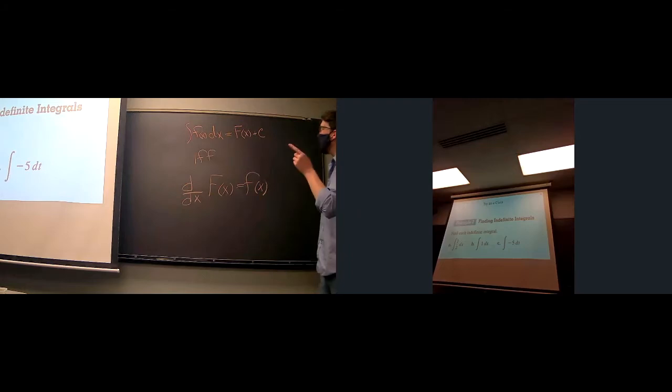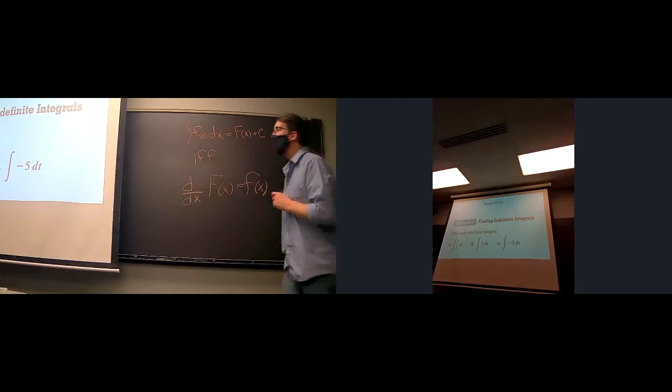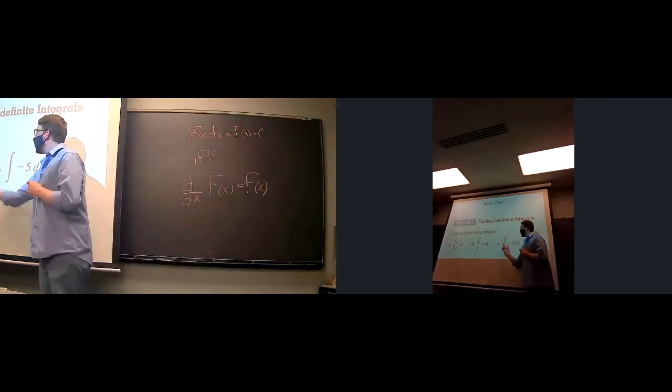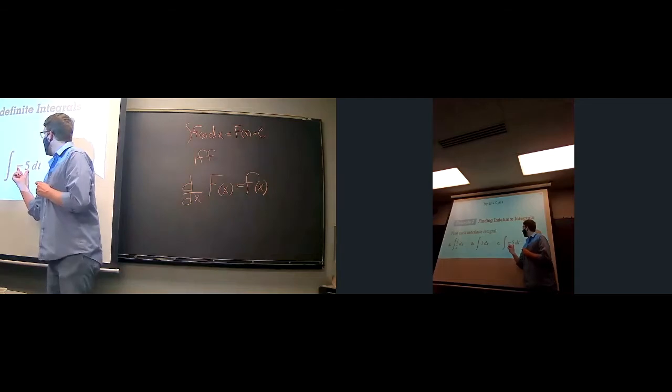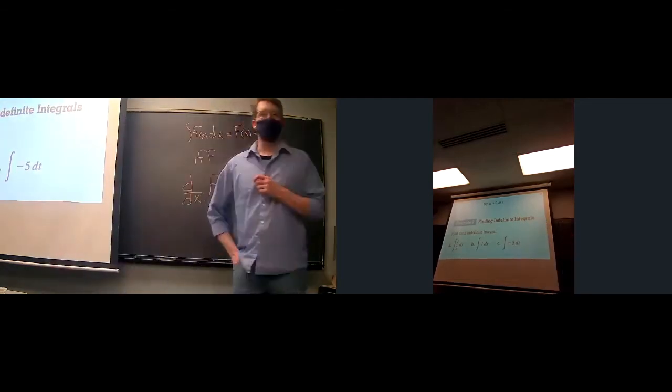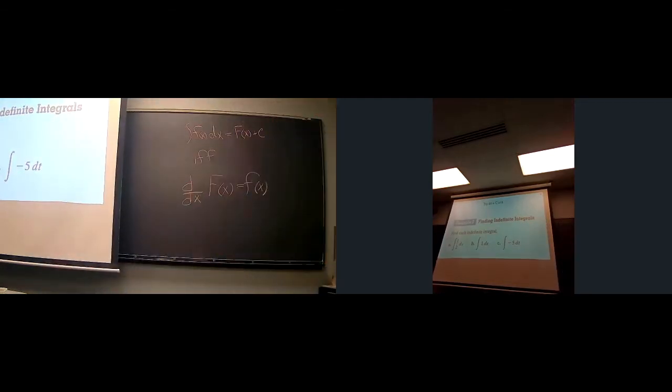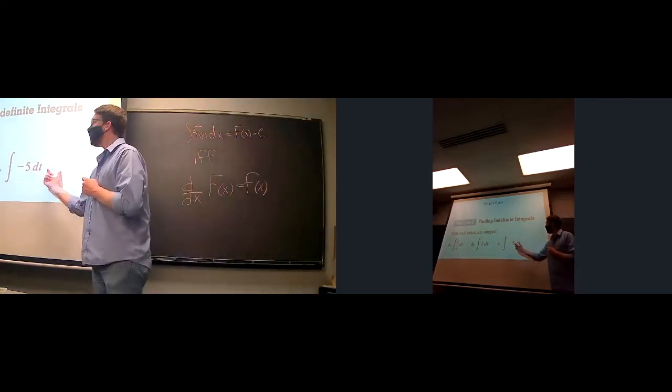So with this in mind, like I said, these are just undoing derivatives. So if -5 is the result of a derivative, then our capital F of x should be -5t plus some constant.